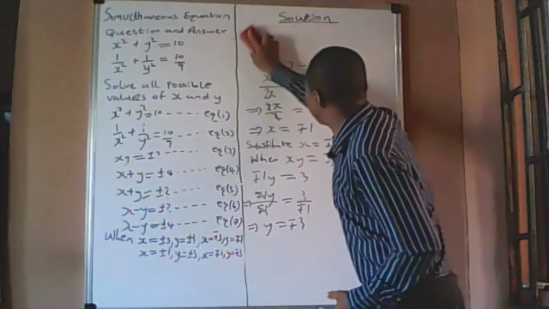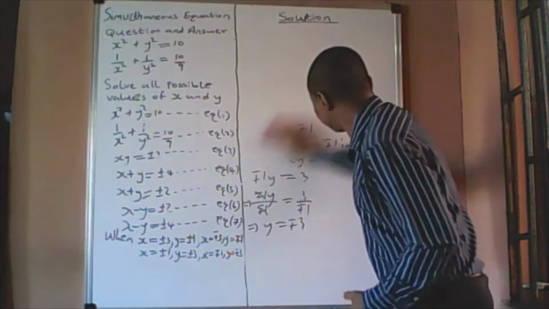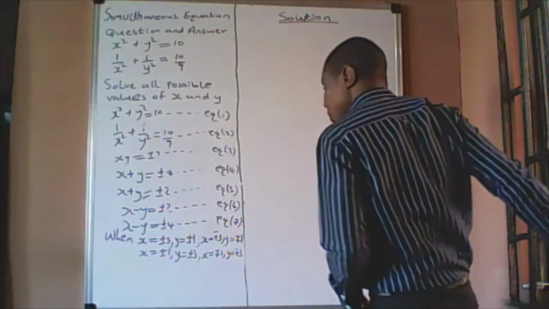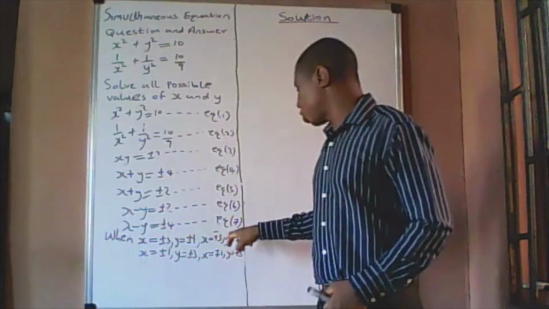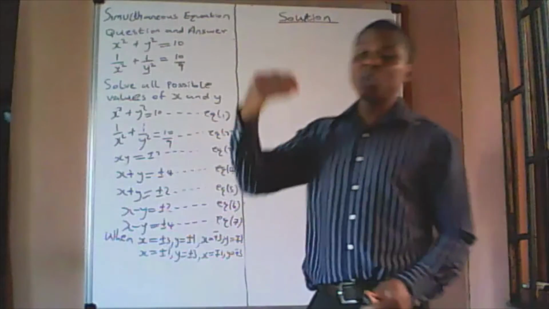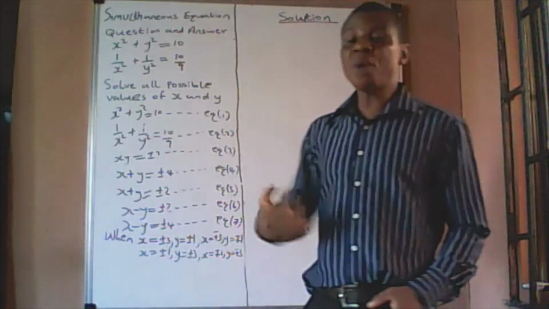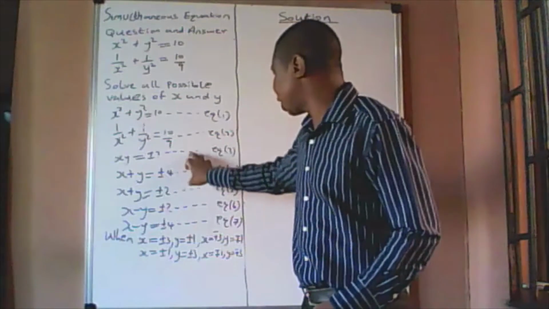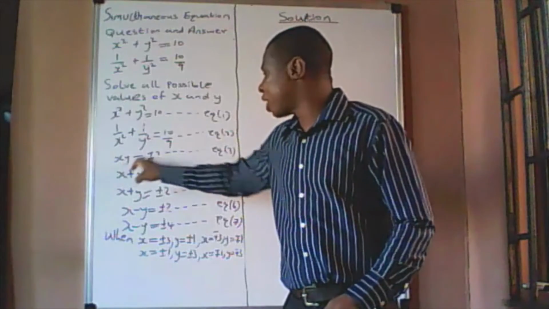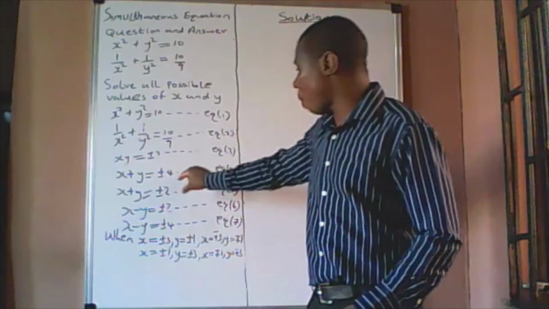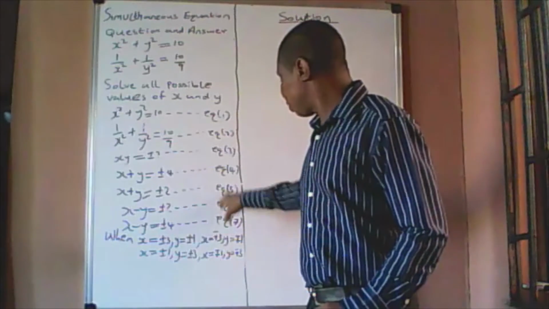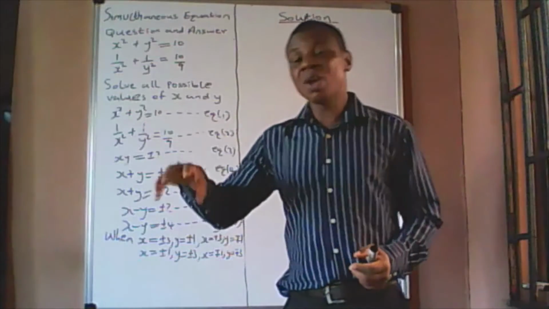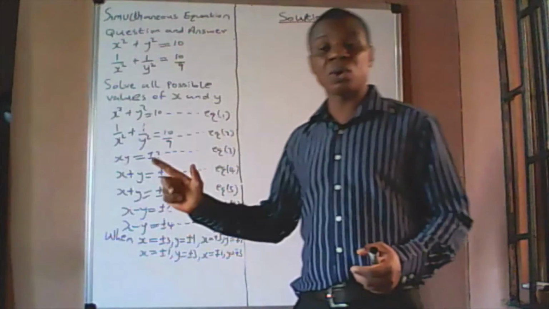Now we are going to consider equation 5 and equation 7, because we derive equation 5 and equation 7 when we consider x times y equal to minus 3. That is equation 3. That's why we are adding equation 5 and equation 7 together, because we derive them when we consider x times y equal to minus 3.